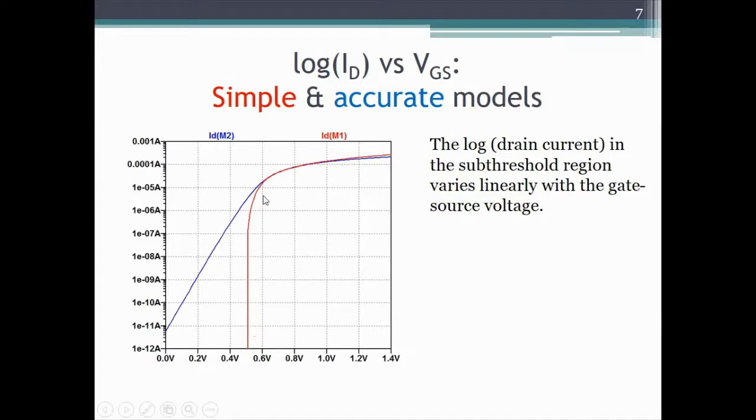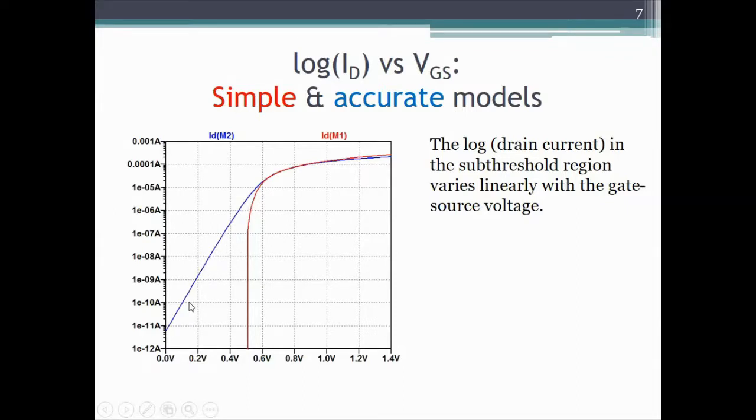Red is our simple model, so it is the usual quadratic. On a log scale, of course, it looks very different. And it is going to 0, which is basically minus infinity on a log scale, at the threshold voltage. The actual current, of course, does not go to 0. So this part of the plot is a subthreshold current.